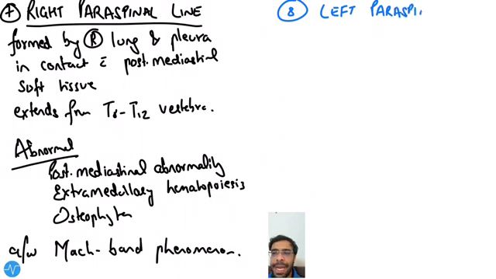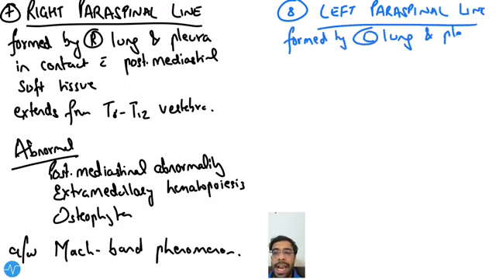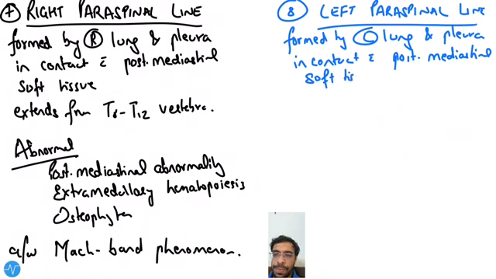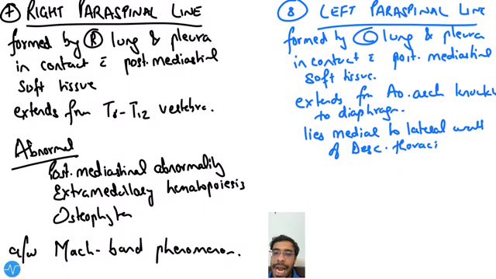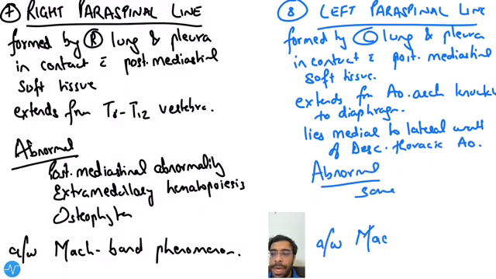The left paraspinal line, how is it formed? It is formed by the left lung and pleura in contact with the posterior mediastinal soft tissue. Where does it extend from? It extends from the aortic arch knuckle to the diaphragm. It lies medial to the lateral wall of the descending thoracic aorta, where you can see abnormality, the same conditions, and it is also associated with the Mach band phenomenon.